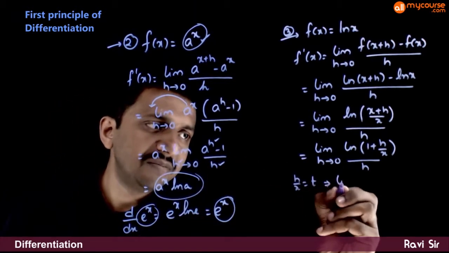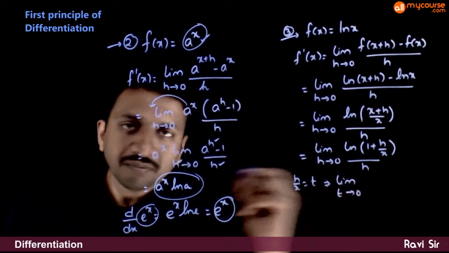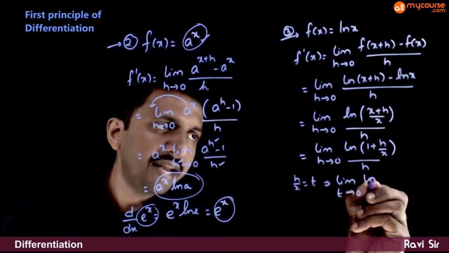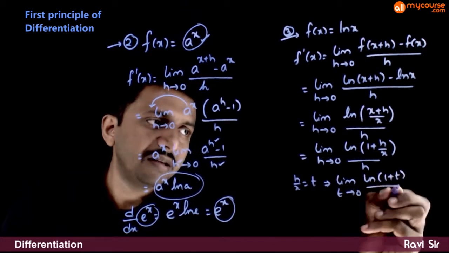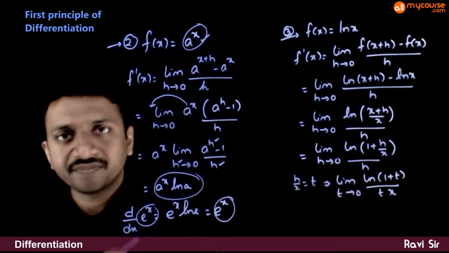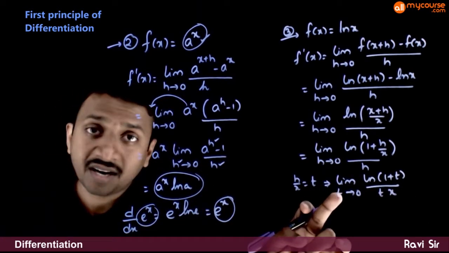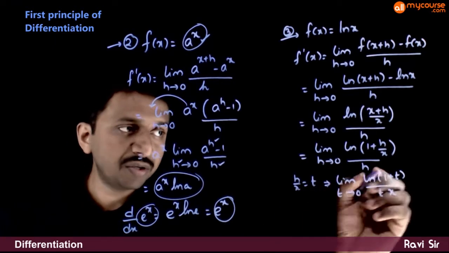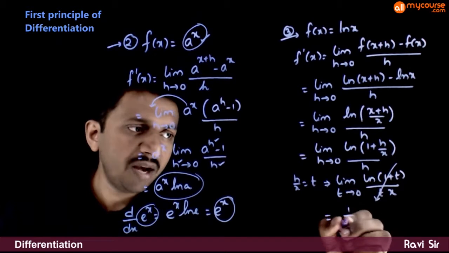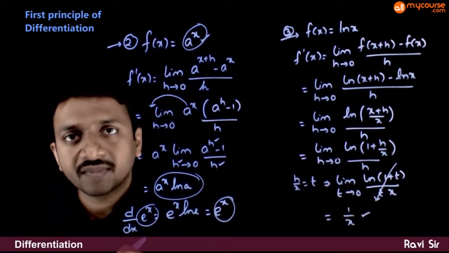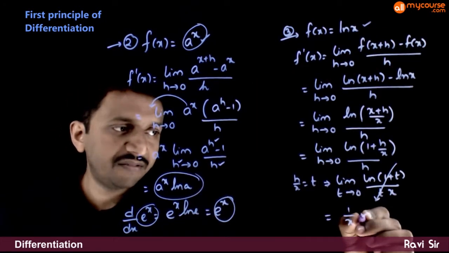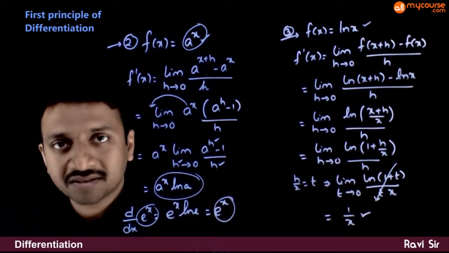So this limit becomes the limit as t tends to 0, because as h tends to 0, h by x also tends to 0, of ln(1 plus t) by h, which is nothing but t by x. So we have a standard logarithmic limit: the limit as t tends to 0 of ln(1 plus t) by t goes to 1. So you get 1 by x as the answer. The differentiation of ln x is 1 by x.